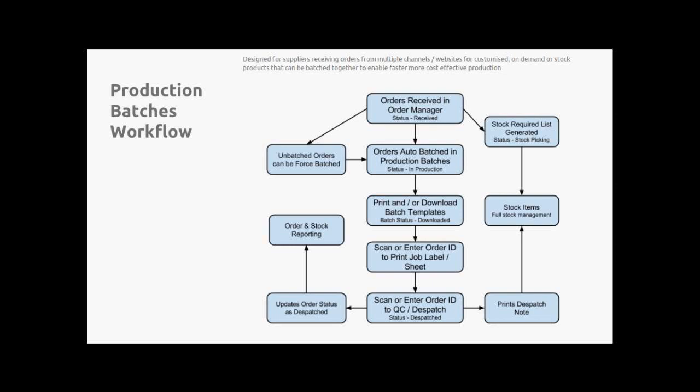Of course, this item on the left, unbatched orders, can be force batched. So if you have, say, 20 on the template, and at the end of the day only 15 have populated, you can force the batch just to produce the 15 that are in there now. And that can be done at any stage in the process. And if there was an error in printing, you can rebatch jobs and reprint as well.